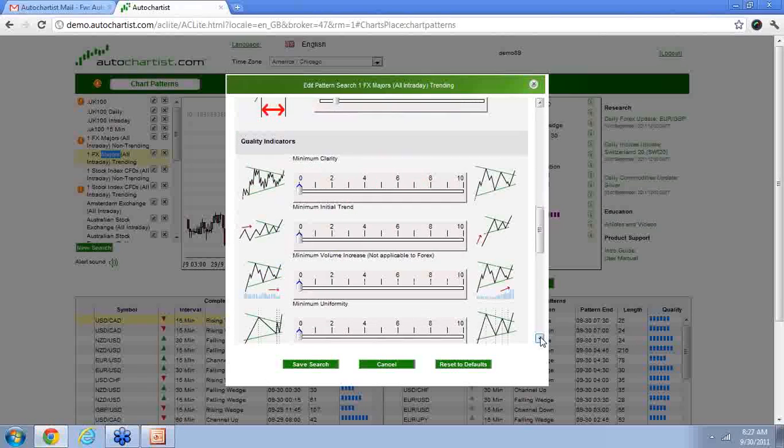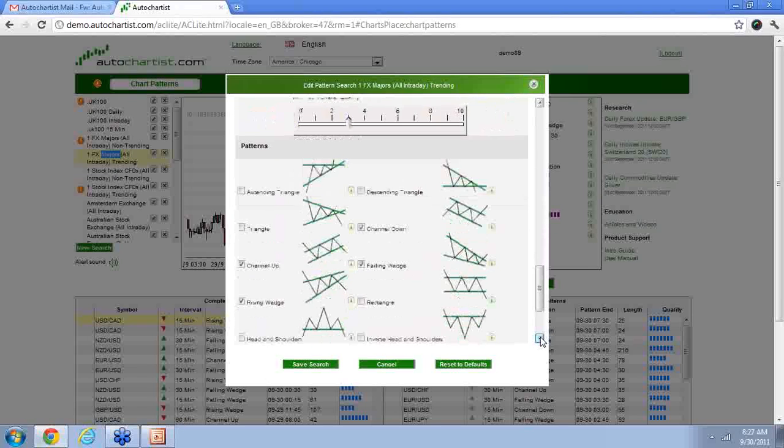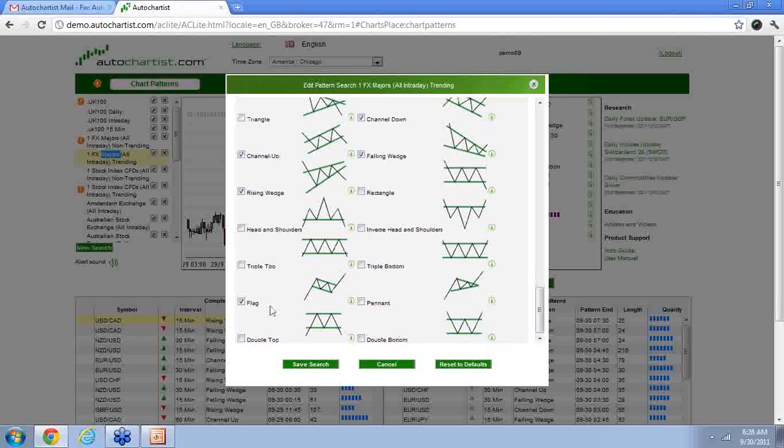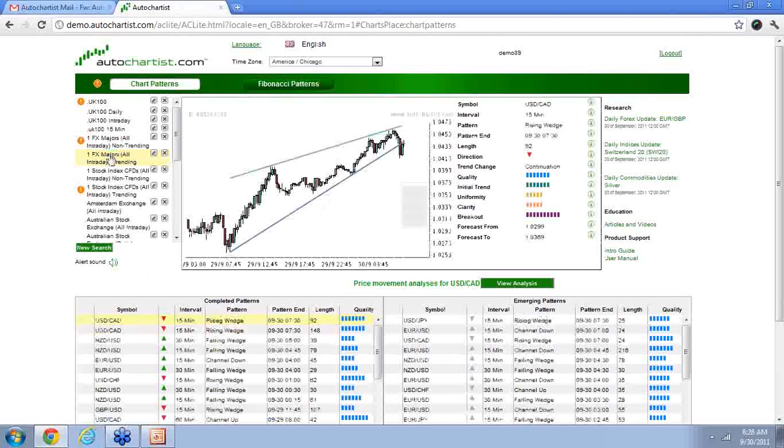But what I've done here is I have selected only trending patterns: channel down, channel up, falling wedge, rising wedge patterns, as well as the flag pattern. Now when I go into that search for trending patterns, this is what Autochartist has given me this morning.